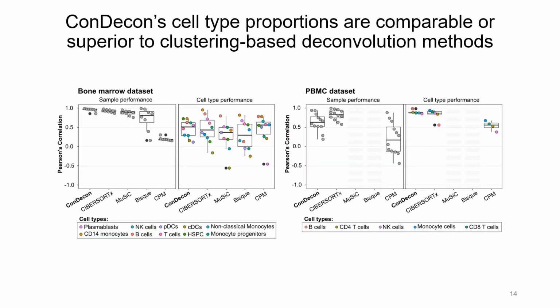To further benchmark ConDecon, we leveraged 2 bulk RNA-seq datasets with paired ground truth cell type proportions determined by FACS. We find that ConDecon's average cell type performance consistently outperforms other methods when compared with FACS data. Overall, these results demonstrate that ConDecon's cell probabilities can be aggregated into discrete cell type abundances to produce comparable predictions to those of clustering-based methods.